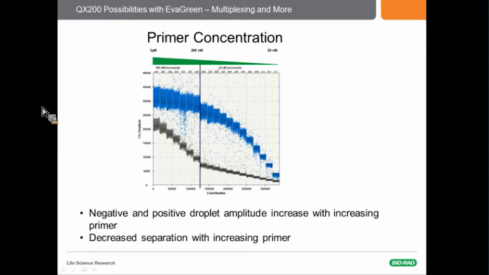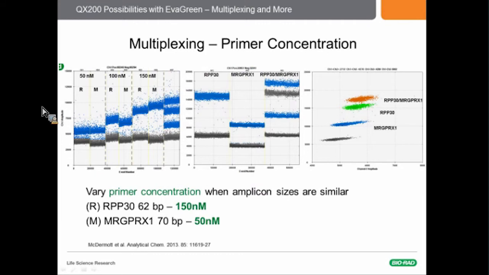Two targets again, R for RPP30 and M for MRGPRX1, were amplified. Since the amplicons are of similar size here at around 70 base pairs, amplicon length, which we discussed previously, cannot be used as a differentiator. However, by altering the primer concentrations of one assay relative to another, we can change the location and the amount of product of the positive droplets on the plot. So shown here on the leftmost plot, the primer concentrations used are 50, 100, and 150 nanomolar for both assays. As expected, the amplitude of the positive droplets increases with increasing primer concentration.